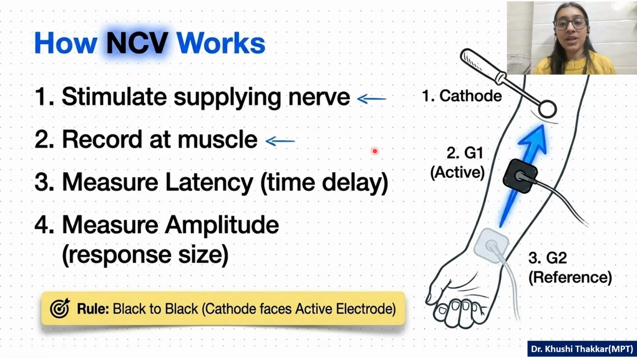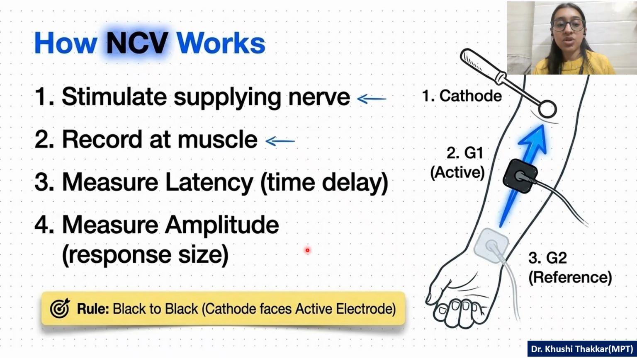Next is recording happens at the muscle. Then you have to identify the distance which the nerve covered and the time it took to travel that distance. So if you stimulate here and you pick up here, this much was the distance of the transmission of the nerve. In how much time did it transmit that impulse? So it measures the latency, that is the time delay between the stimulus you have given and the action potential which began in the nerve, and it measures the amplitude, that is response size. It is seen on the graph, the amplitude of the waveform.